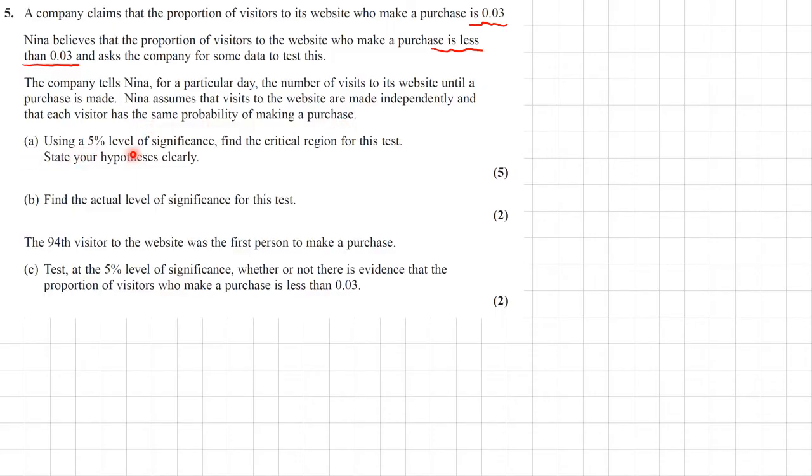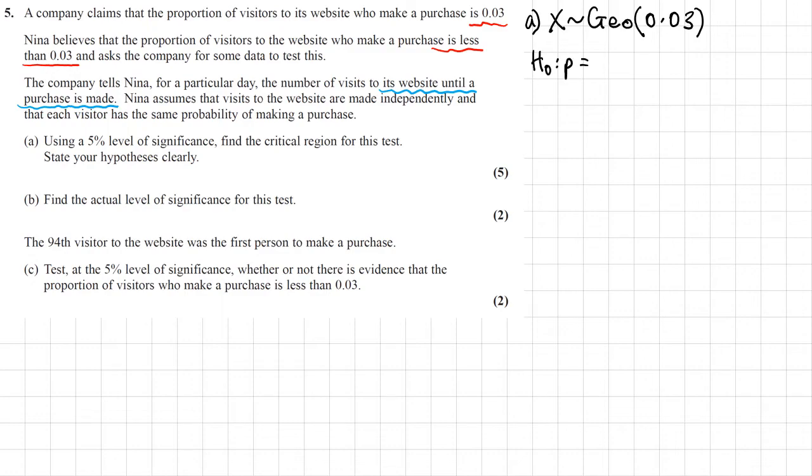Part A, using a 5% level of significance, find a critical region for this test. State your hypothesis clearly. Now, any question where it talks about something happening until something happens and then we stop recording information is going to be a geometric distribution. So I'm going to use the letter x as my random variable. It's going to be a geometric distribution, and the probability that somebody who visits the website makes a purchase is going to be 0.03.